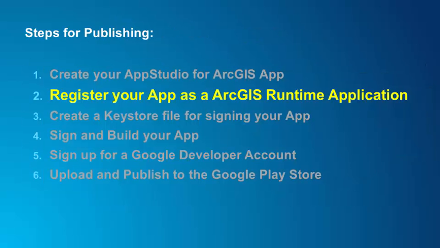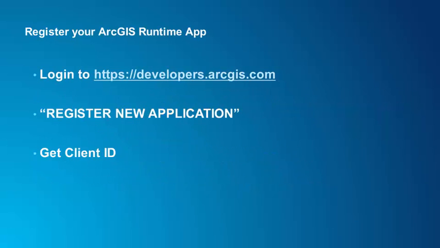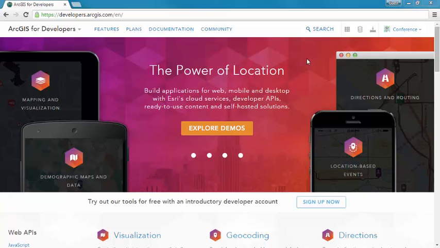Before we sign our app, we need to register it as an ArcGIS runtime application. AppStudio for ArcGIS uses ArcGIS runtime technology, and the apps created with it need to be licensed to do so. So to register our ArcGIS runtime app, go to developers.arcgis.com, log in with a free account or create a new account if needed, register your application, and get the client ID for the application. So let's see how this is done.